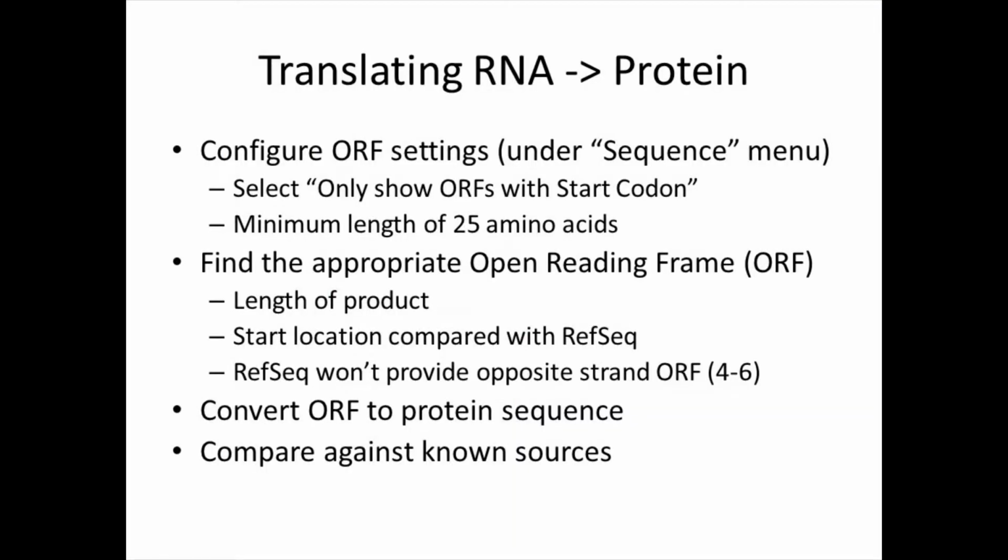Now let's learn how to use a bioinformatics application, SeqBuilder by DNASTAR, to convert nucleic acid sequence into a protein sequence. Within SeqBuilder, there are a few configuration settings that you'll want to make. Under the ORF settings, under the sequence menu, make sure that you choose the only show ORFs with a start codon option, and that you set the minimum length to 25 amino acids.